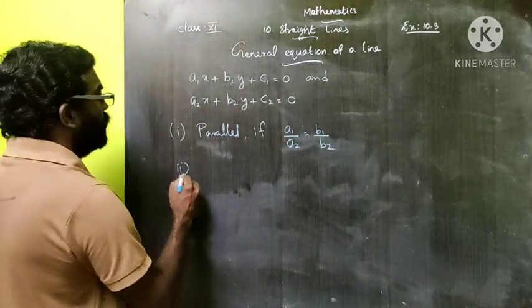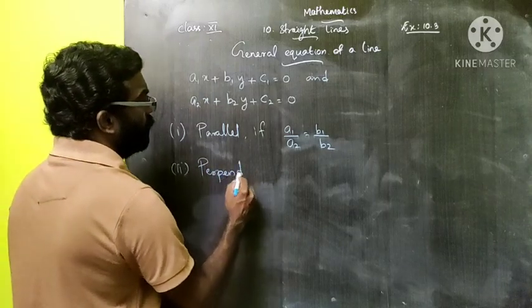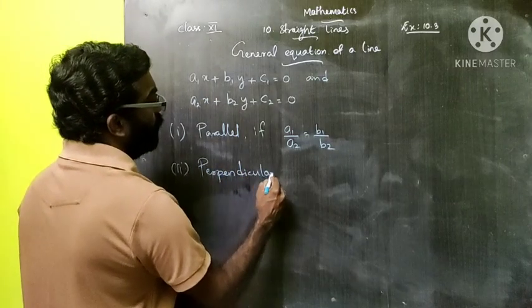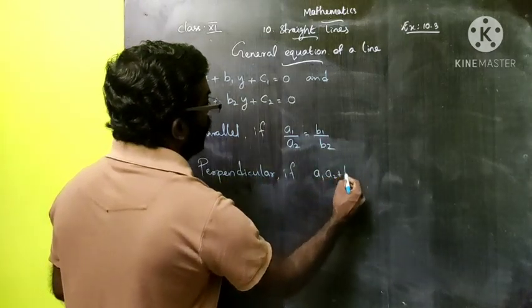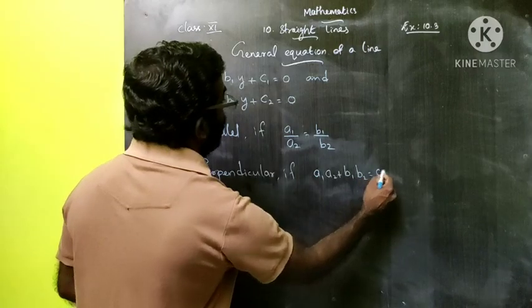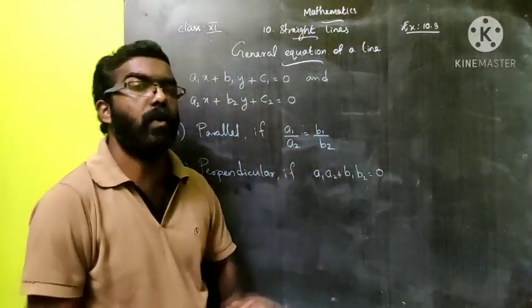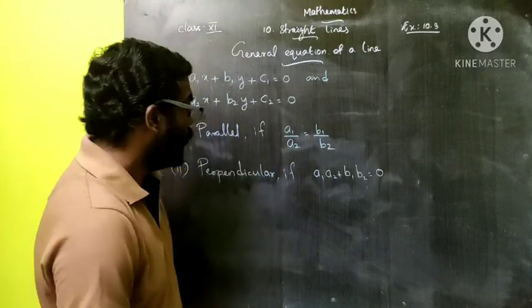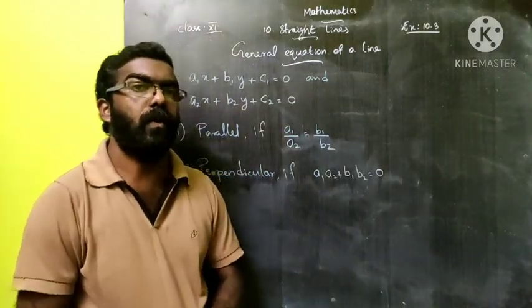Then the second: two lines are perpendicular if a1 a2 plus b1 b2 is equal to 0. So if the lines are parallel, then a1 by a2 is equal to b1 by b2, and the lines are perpendicular if a1 a2 plus b1 b2 is equal to 0.